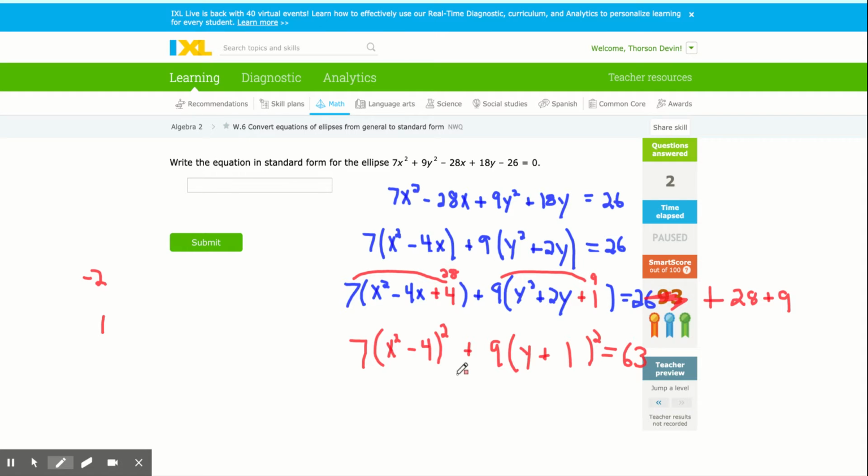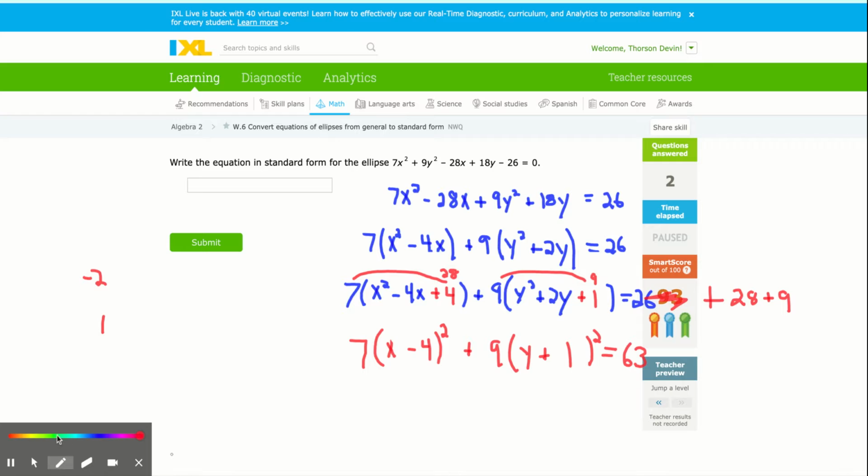Ta-da! And then when I've done that, this trinomial factors to an x, there shouldn't be a squared there, sorry, to an x minus 4 squared, in parentheses, x minus 4 in parentheses squared, with the 7 on the outside, plus in parentheses a y plus 1 in parentheses squared with a 9 on the outside, and then the 26 plus the 28 plus the 9 is 63.